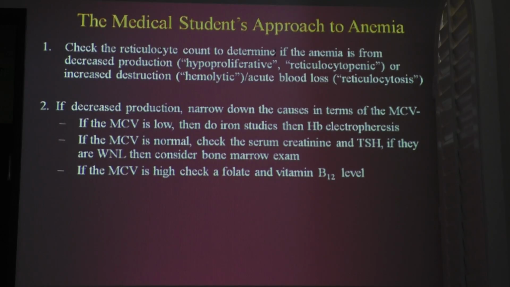Okay? So if there is decreased production, you can narrow down the causes in terms of the MCV. That's why I have a slide that I took from UpToDate, specifically showing the morphologic approach. The quick and dirty way to remember is if the MCV is low, then you do the iron studies. If the iron studies are low, then you know you're dealing with iron deficiency anemia. Do you guys know what the definition of iron deficiency is? Do you remember what the cutoff is for ferritin, or for the percentage of transferrin saturation, or the iron level?